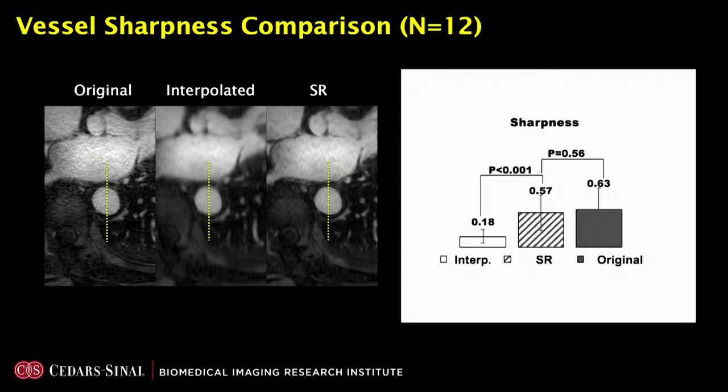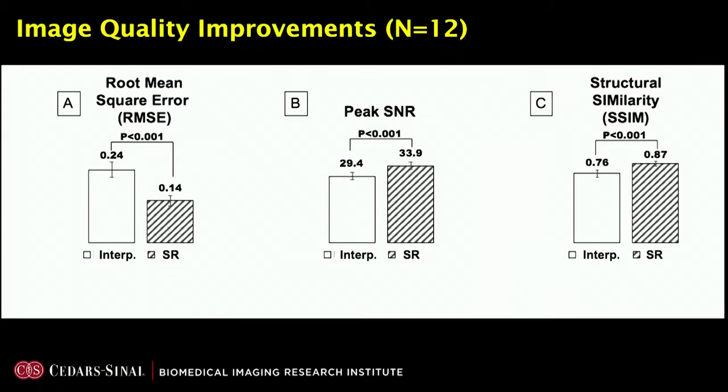difference between the super resolution results and the original coronary MRA. So we are very encouraged by that. We further evaluated the image quality, comparing the interpolated results versus the super resolution results, and we've seen significant improvements in all metrics, including the root mean square error, the peak SNR, and also structural similarity comparison to the original coronary MRA.